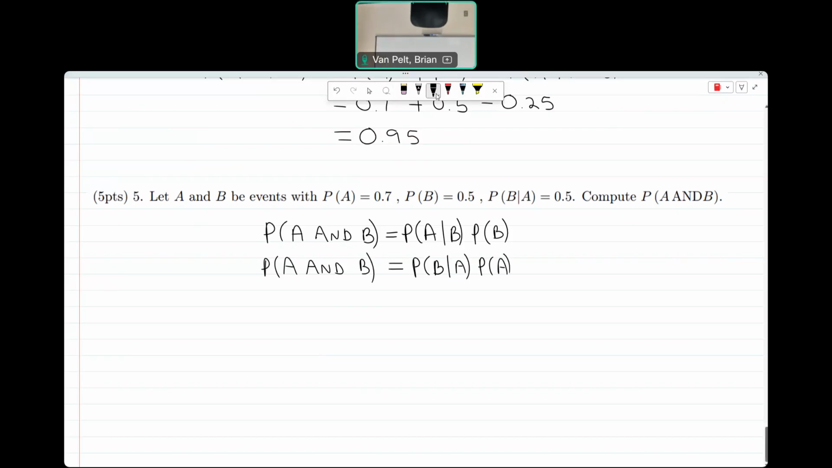Look at the two formulas, they're not identical. Which one of those two could I use in this problem? The first or the second one? Definitely want to use the second one because they gave me the B given A, didn't they? So you definitely want number two, and all you do is plug them in then. The B given A, 0.5 right there, times the probability of A, which is 0.7. And we end up with 0.35. Any questions?